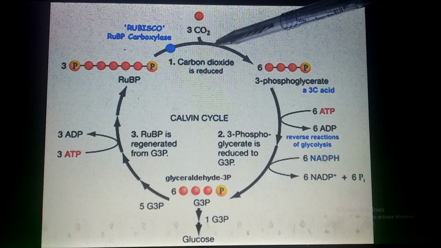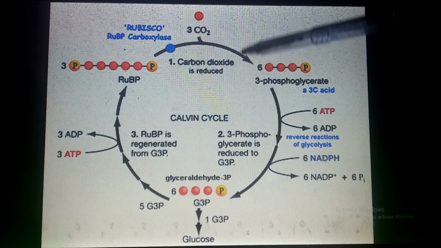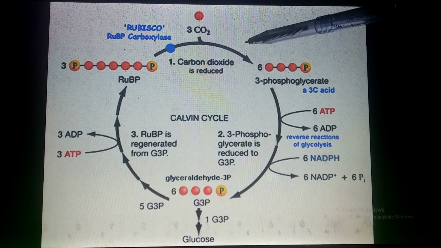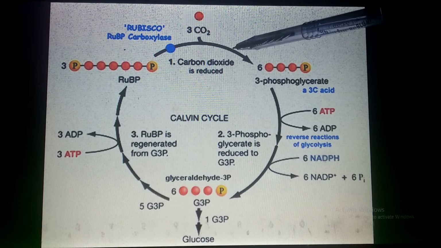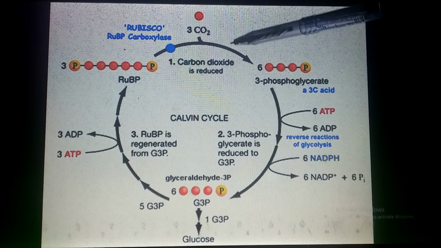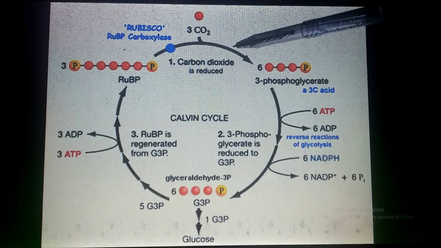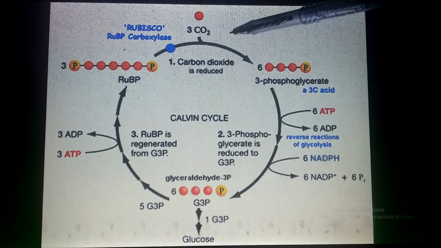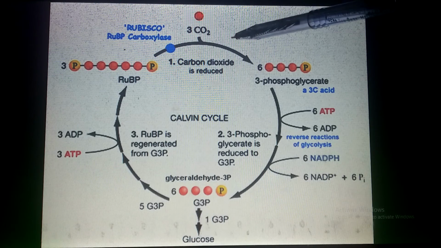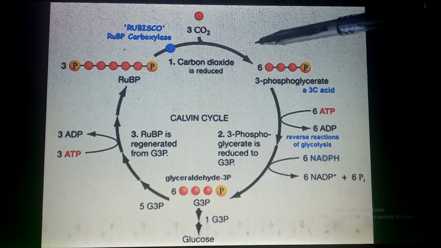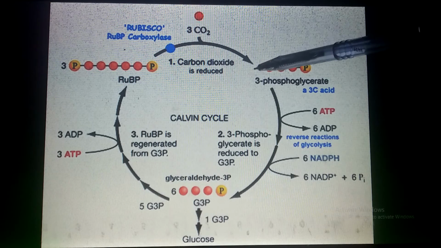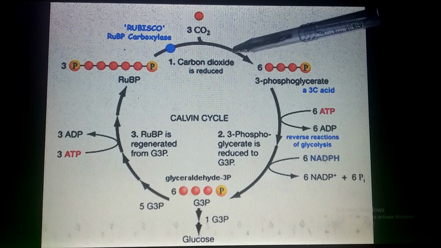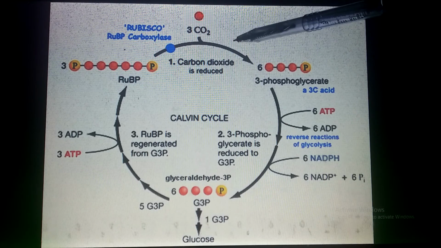react with each other, produce first the unstable compound, which is not mentioned here, which is 6 carbon. And 3 molecules of the unstable compound are formed here. This unstable 6 carbon compound is still not named by the scientists, maybe in the coming time it will be named. So 3 molecules of the unstable 6 carbon compound are produced here.